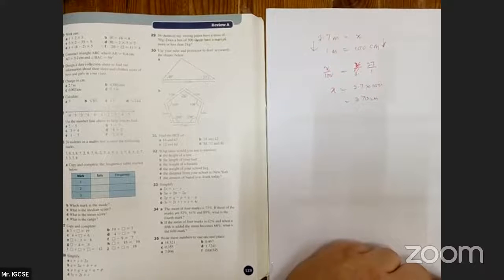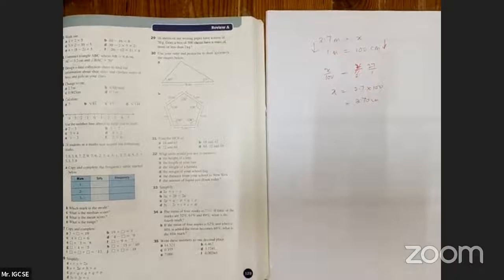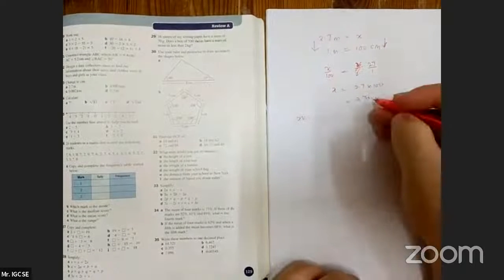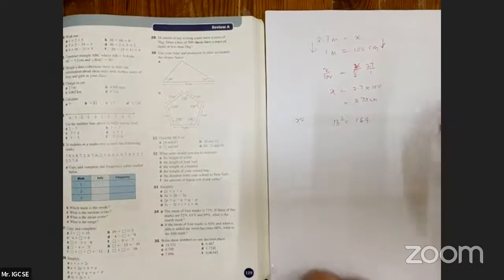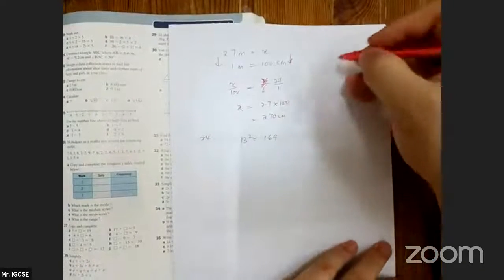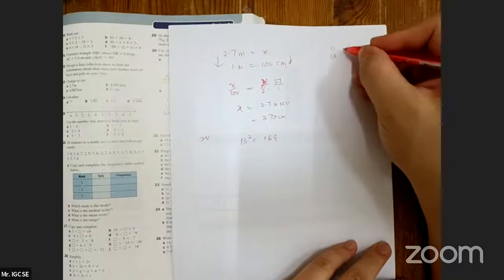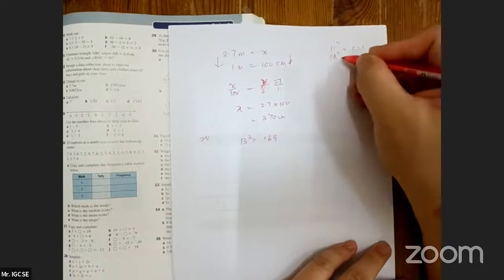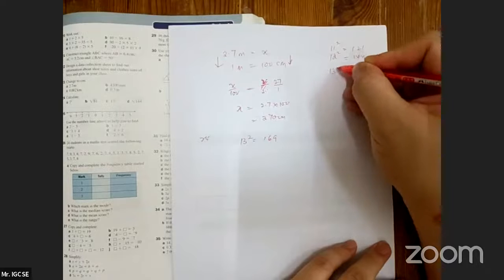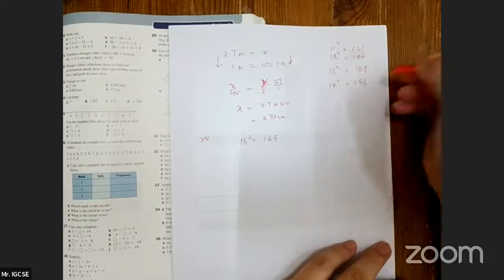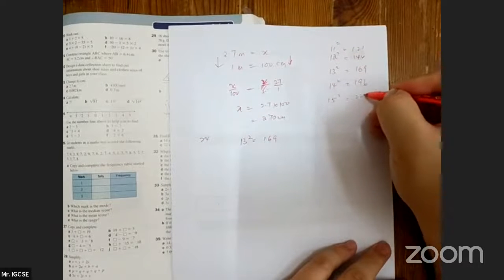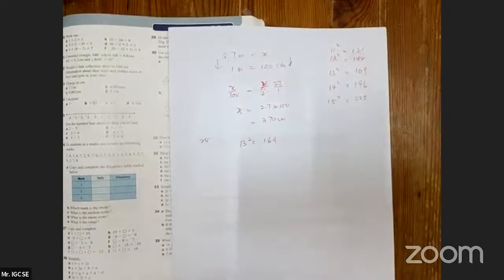So 24, calculate. I'll give you the C. C is 13 to the power of 2, which is 169. In our lesson, we encourage students to learn more square numbers. Start from 12: 11 you have 121, 12 you have 144, and then 13 is so easy, 169, because 14 will be 196, and then 15 will be 225. These are the interesting numbers that you can actually learn.